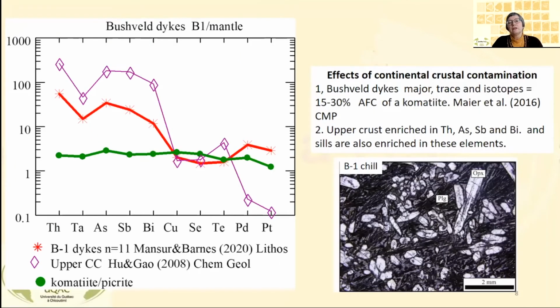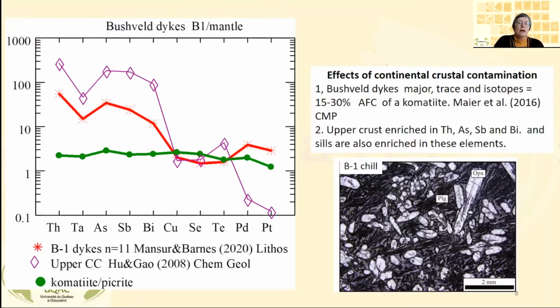What happens if we have crustal contamination? For crustal contamination, I've used the B1 dikes of the Bushveld, shown here in red. Now we know from other work that these dikes, and sills and marginal rocks, have had 15 to 30% upper crust contamination. We can model it by an AFC process to get the isotopes and the major and trace elements.